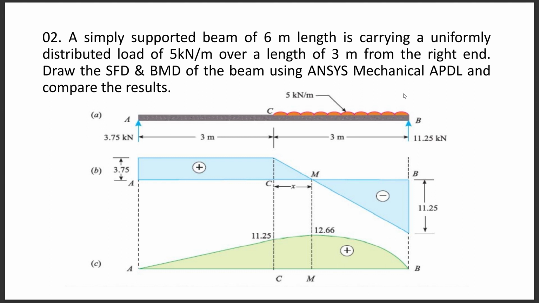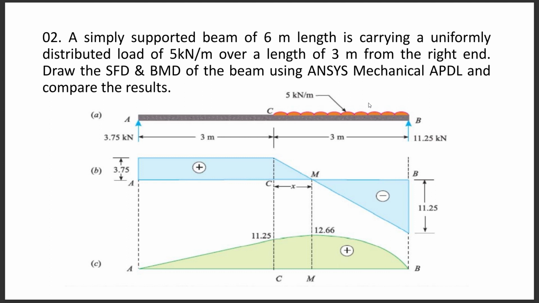Hello viewers, this is the second video of this coursework. It is a simply supported beam with a uniformly distributed load at a specific location. Let us see the statement of the problem. A simply supported beam of 6 meter length is carrying a uniformly distributed load of 5 kN per meter over a length of 3 meter from the right end. Draw the shear force diagram and bending moment diagram of the beam using ANSYS Mechanical APDL and compare the results.